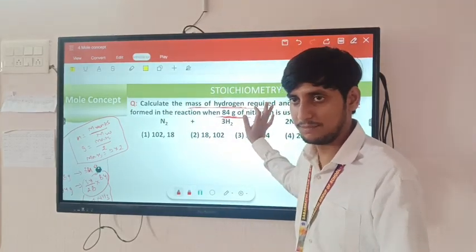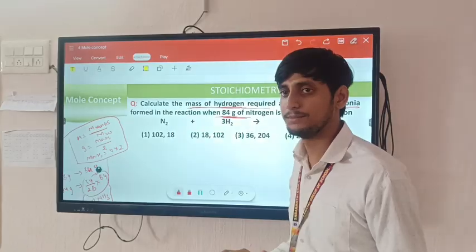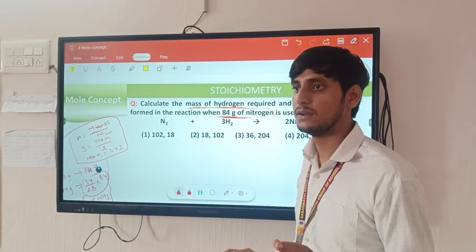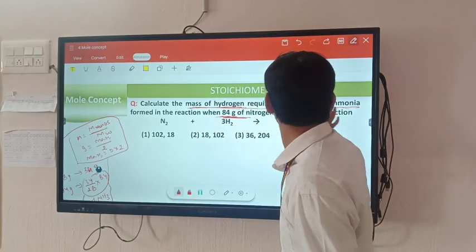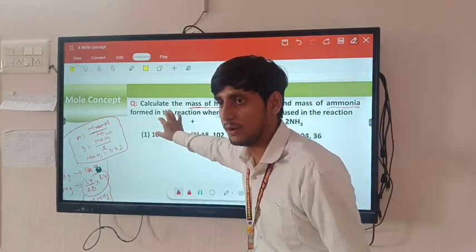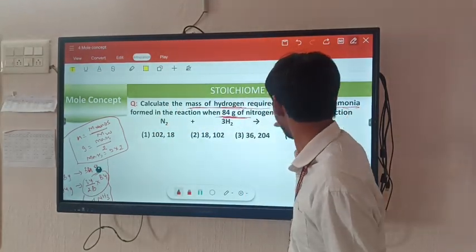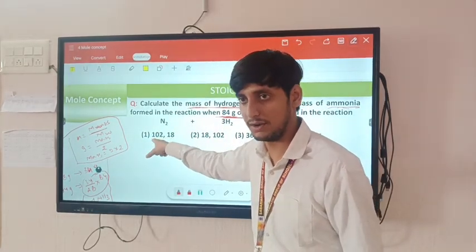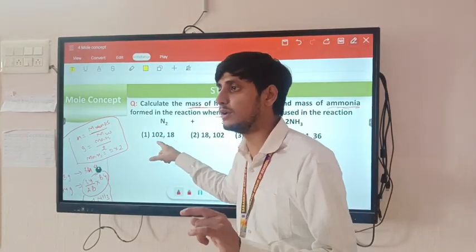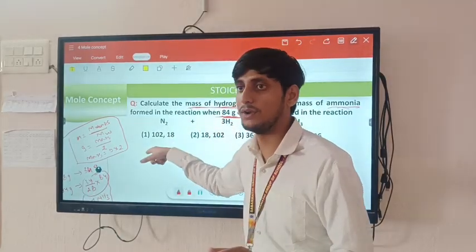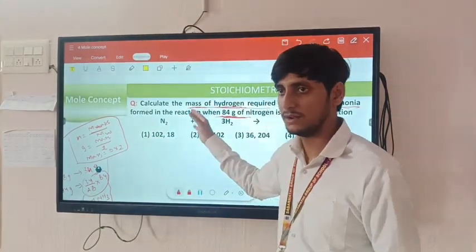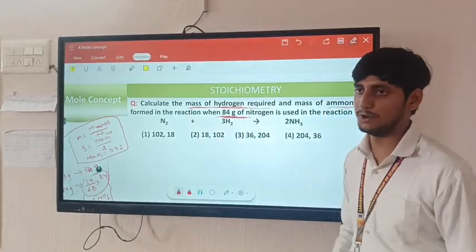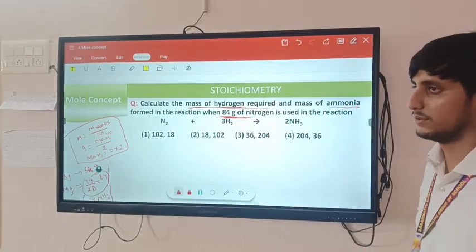84 gram is given. And what is the molar mass of ammonia? This is the given N2, the weight of nitrogen given. Weight of nitrogen you can convert into mole. This is 84 upon 28, right? Convert into mole and find the weight of hydrogen and weight of ammonia. Same approach.